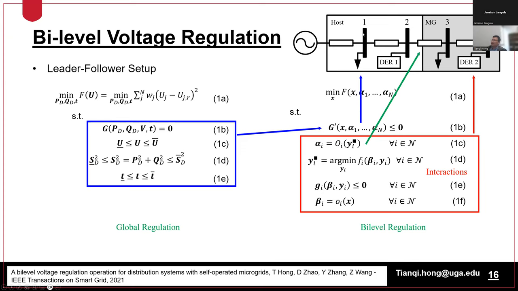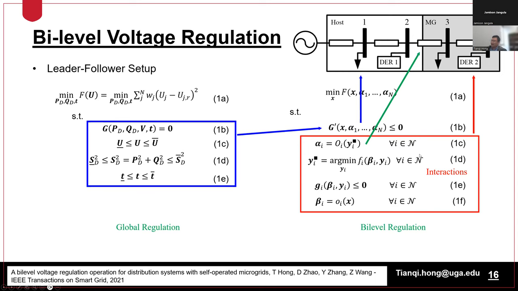As I just mentioned, the microgrid can have its own operation, which leads to another level of optimization problem. And the solution of that optimization problem directly impacts the interaction between the host and the lower-level system. So this is how the bilevel voltage regulation problem is formulated, and all the equations under the red rectangle represent the interaction between the host and the microgrid.